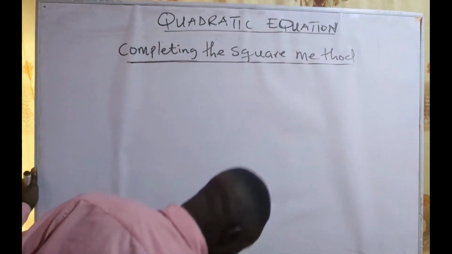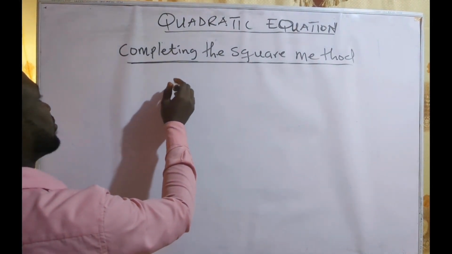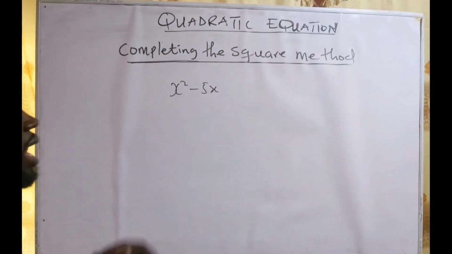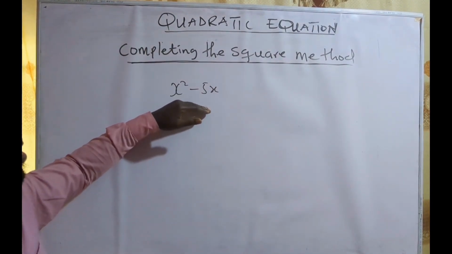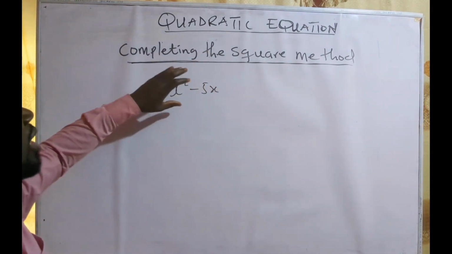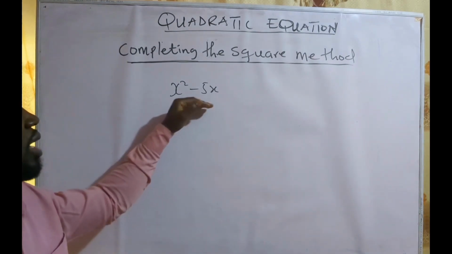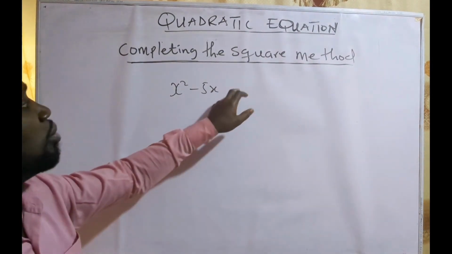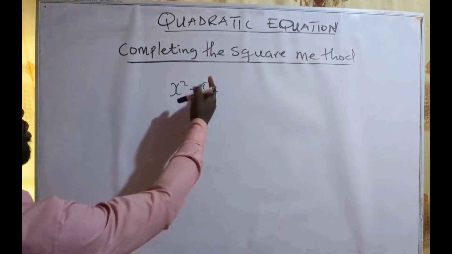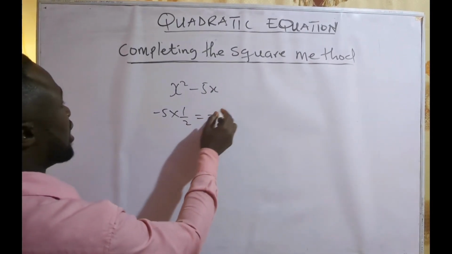Alright, so let's look at how we are going to use this approach to solve some of the questions. Take note here that if I have a quadratic x squared minus 5x, which is a quadratic binomial, I'm going to complete it so that it will become a perfect square. So what constant should be added to this binomial to make it a perfect square? We take the coefficient of x, which is negative 5, then multiply by 1 over 2, so negative 5 over 2.